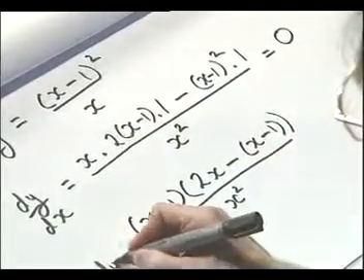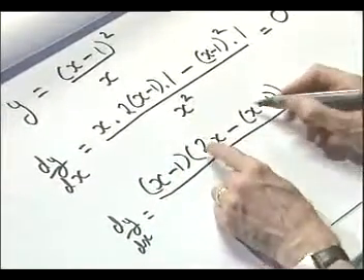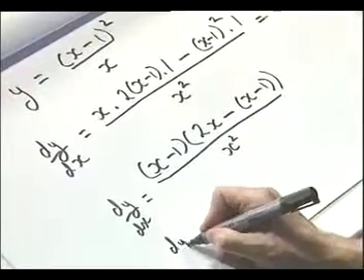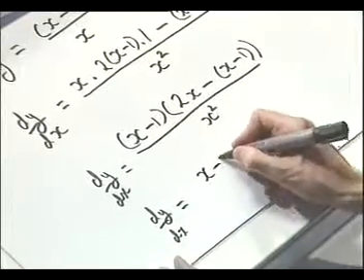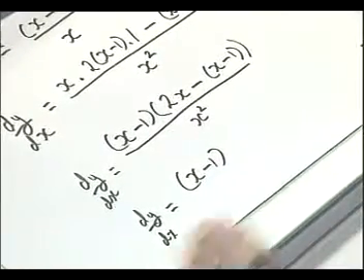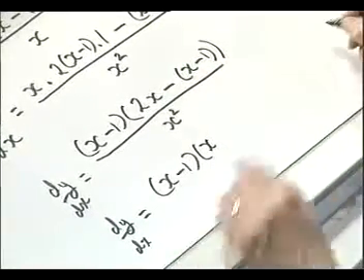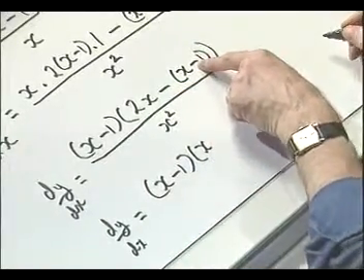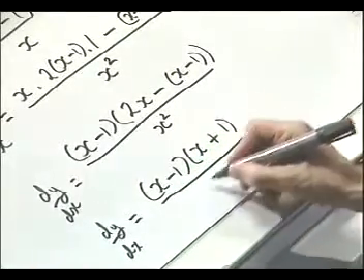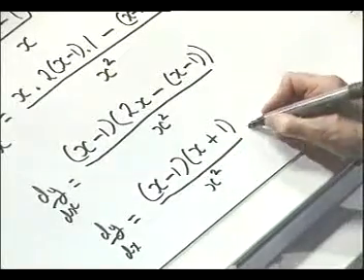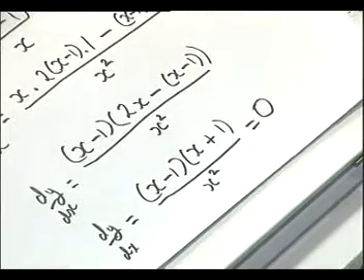So this is still dy by dx. Now I can simplify what's in the bracket and have dy by dx is equal to (x minus 1) times by, now I have 2x take away x, that's just an x, but then I've also to take away minus 1, and so that gives me plus 1, all over x squared, and this is to be equal to 0 for my stationary points.